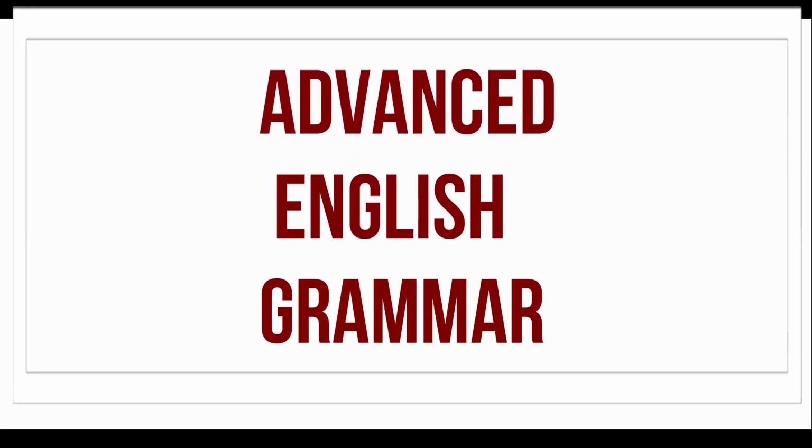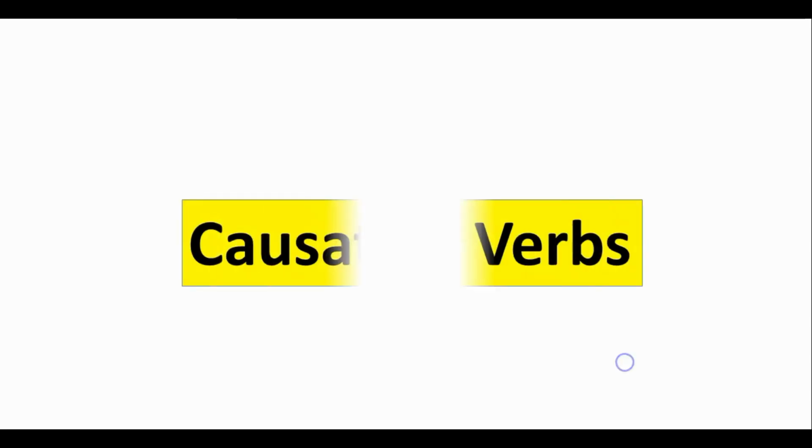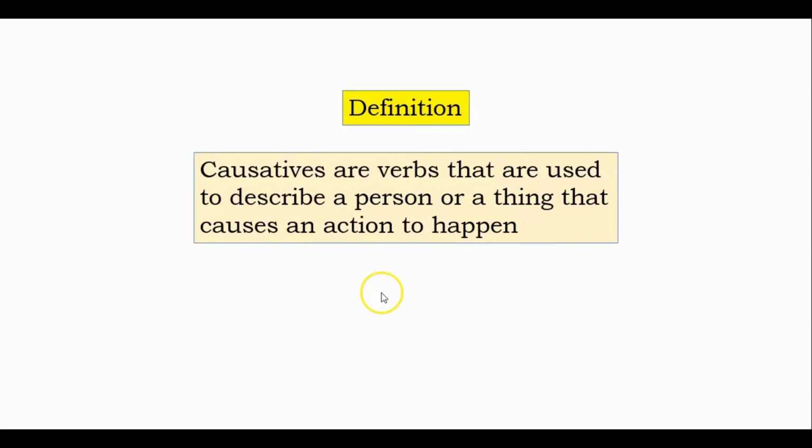And in today's class as well, we are going to deal with one more important topic in advanced English grammar, that is causative verbs. Let us look at the definition first. What is a causative verb? Causatives are verbs, not any other parts of speech, only verbs that are used to describe a person or a thing that causes an action to happen. Okay, that is causative verb.